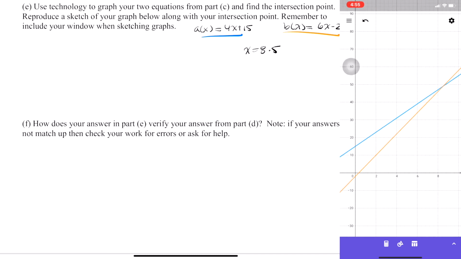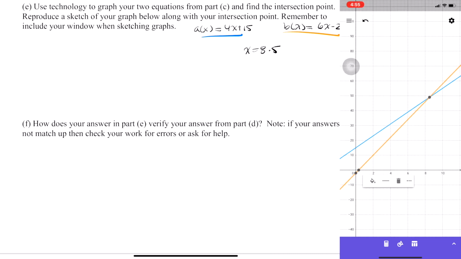And I want to know if this intersection matches up with my answer. Actually, here we go. I've adjusted it a little further, and as you can see, this intersection point lies somewhere, ooh, that gave it away, between 8 and 10. In fact, it is at 8.5 as we figured out algebraically. Let's go ahead and reproduce our sketch now.